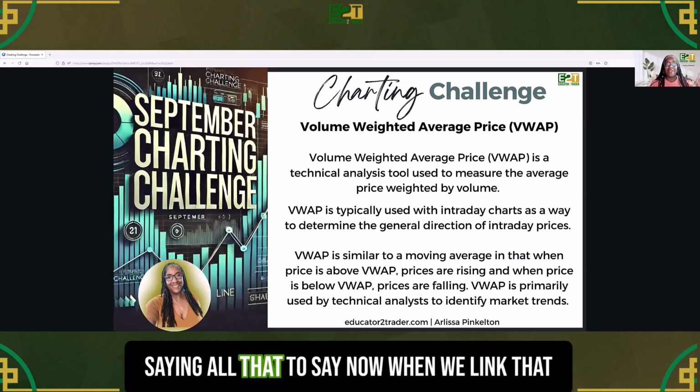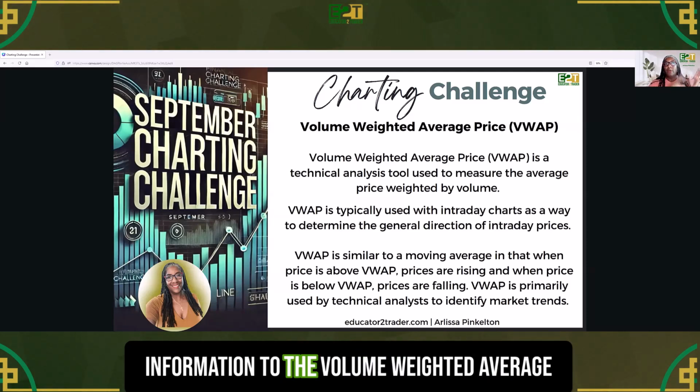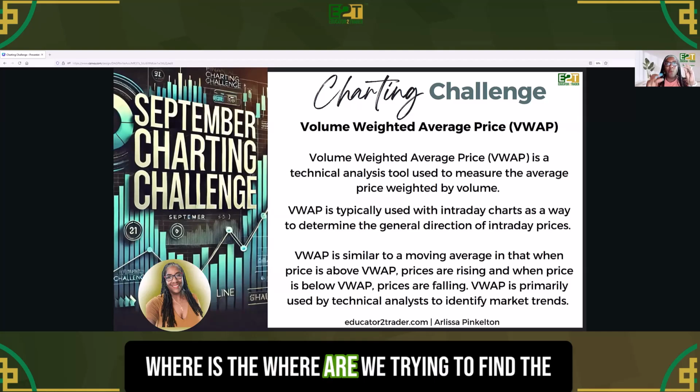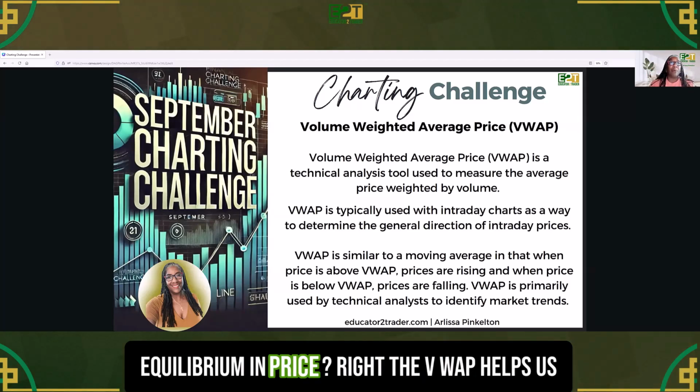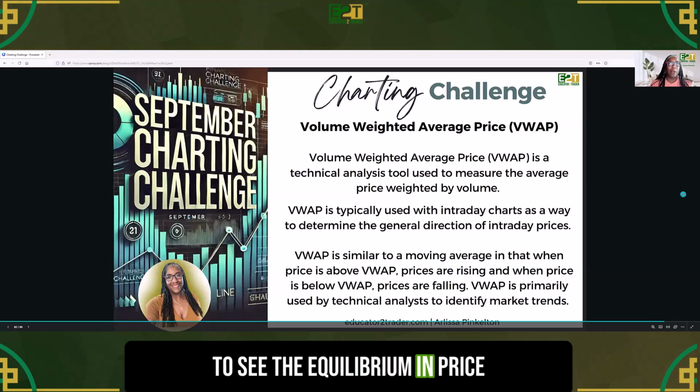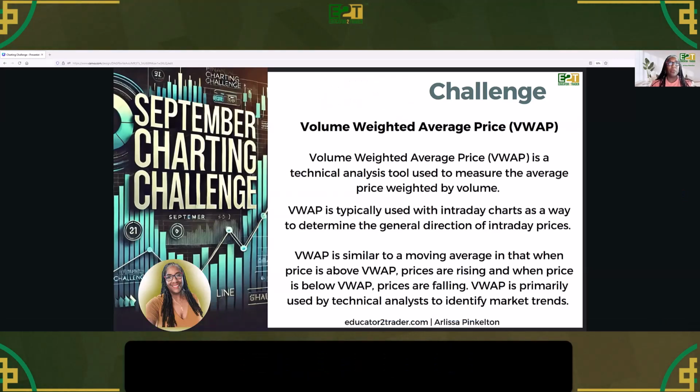So I'm saying all that to say, now when we link that information to the volume weighted average price, that's going to let you know where we are trying to find the equilibrium in price, right? The VWAP helps us to see the equilibrium in price, right?